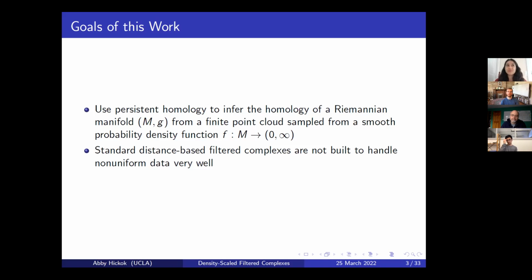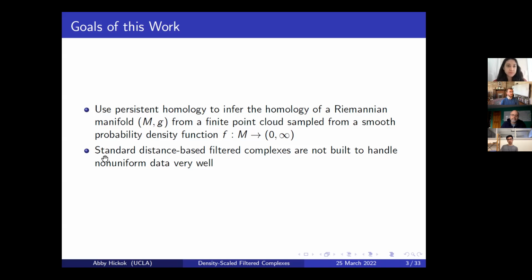There are more naive, simpler solutions to this, like maybe doing a k-nearest neighbors filtration. And that's definitely the same sort of intuition. But the k-nearest neighbors filtration in particular has a robustness problem that I'll show you an example of later in the talk. Whereas the density scale complexes have a way of getting around this robustness issue.